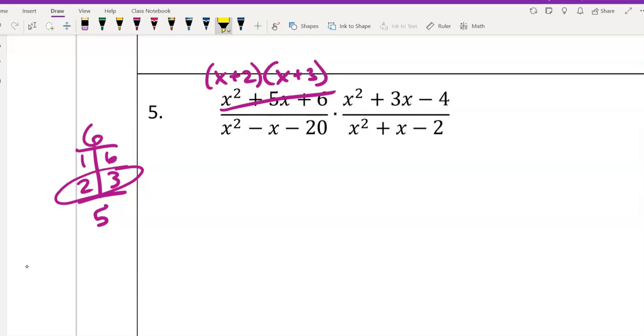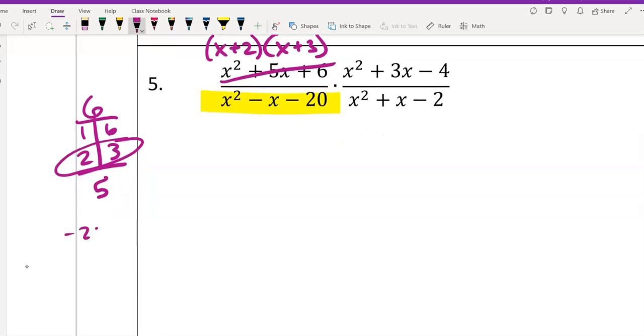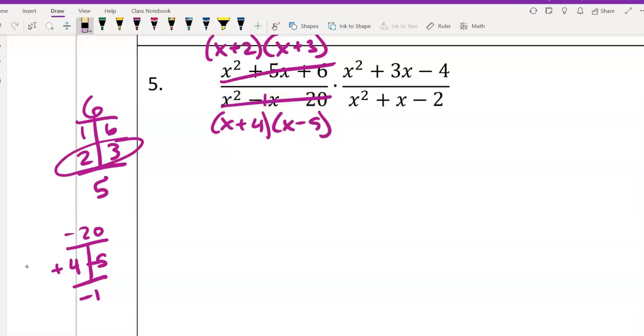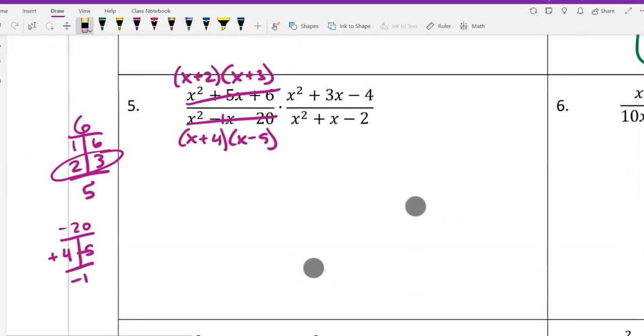All right, now let's factor the bottom. We have negative 20 on top and negative 1 on the bottom. How am I getting the negative 1? Right here, this coefficient. So factors of 20 that add up to 1, I know that's 4 and 5. Positive 4 minus 5 gives us that negative 1. Cool. Moving on to the next numerator.